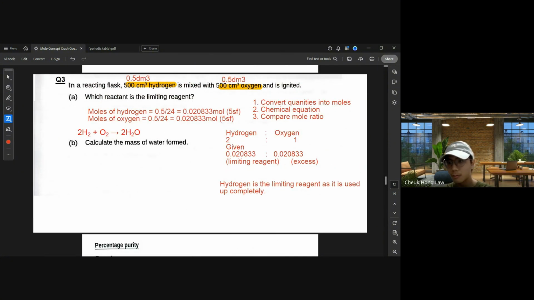Yes, if they give you cm cube of a gas, it has to be a gas at room temperature and pressure. Then you can change it to dm cube, then divide by 24. If they give you a mass of a substance, you just divide by the molar mass.